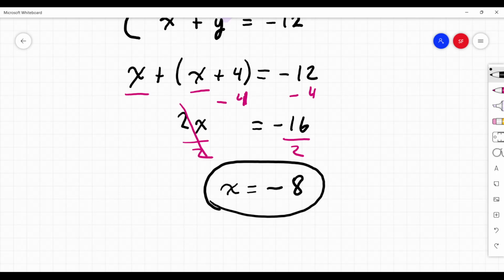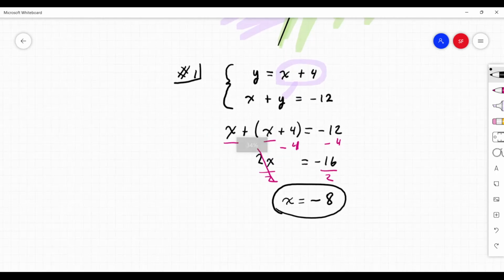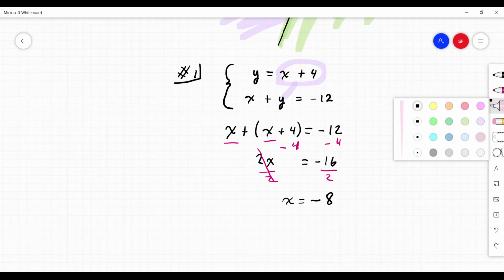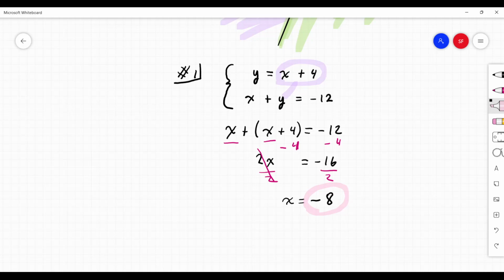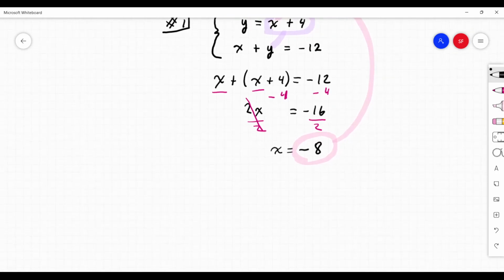Okay, and then we substitute. That's not it yet, we've got to get y. Plug negative 8 into the other equation for x. You can plug it into either one. I'd plug it into that one, because it's already solved for y. Either way, you'll get the same answer. It is negative 4. Does that make sense, Nate? Yes. Good. Which way do you think is easier, elimination or substitution?